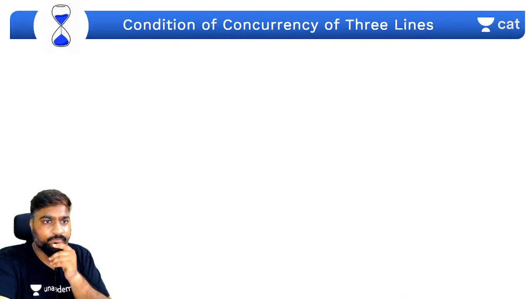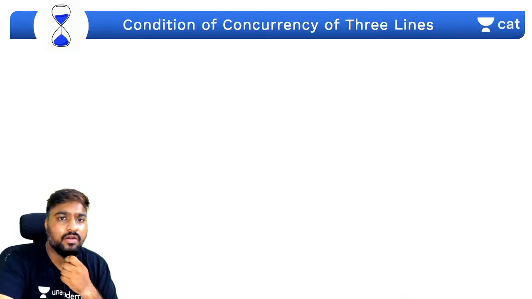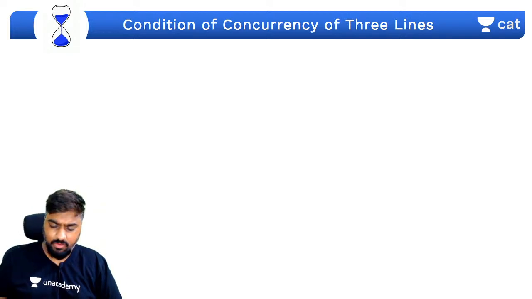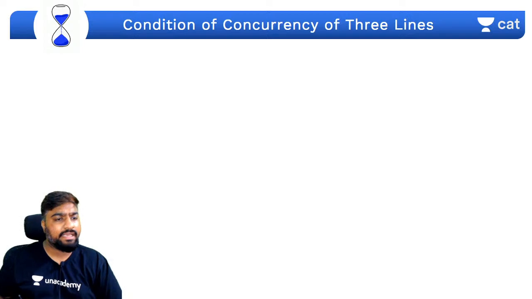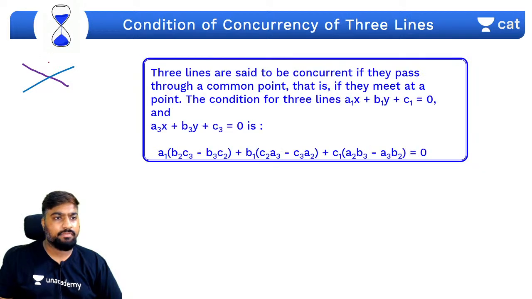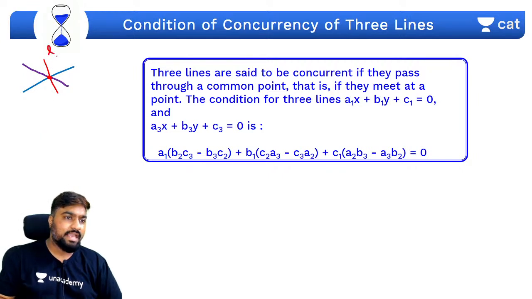So start करेंगे. First, let's talk about concurrency of 3 given lines. What do you mean by concurrency? I would call 3 lines concurrent if they all meet at one given point, right? So if you have 3 lines like this and all 3 of them meet at a single point, then these 3 lines L, M and N are called concurrent. Yes, if they pass through a common point.